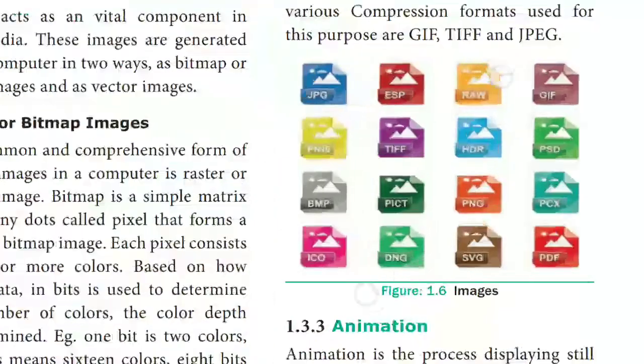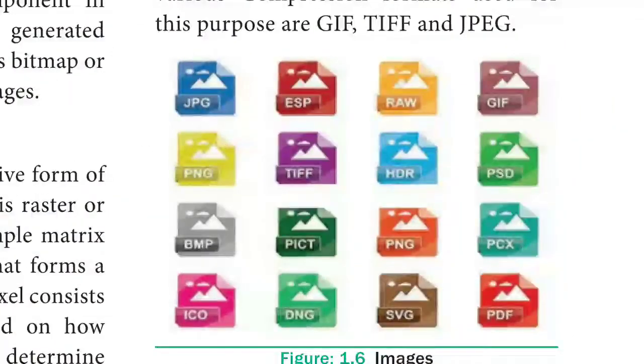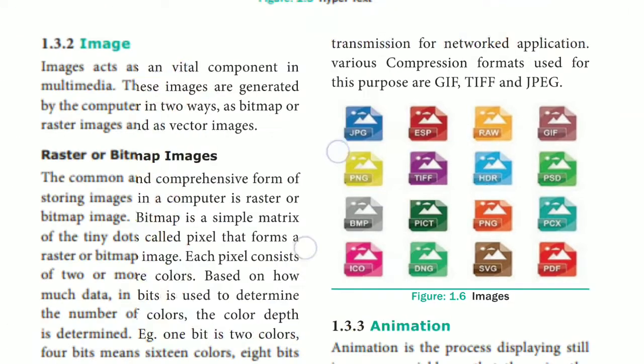First, jpg, eps, and raw file, and gif file, png, portable network graphics. So these are all the different types. svg, scalable vector graphics. psd, Photoshop document. So these are all the few different optional file formats that are available in the market.